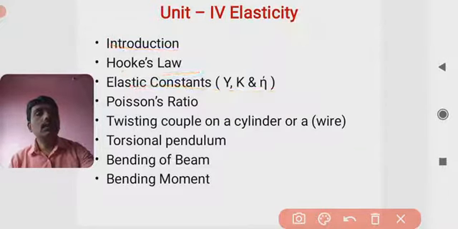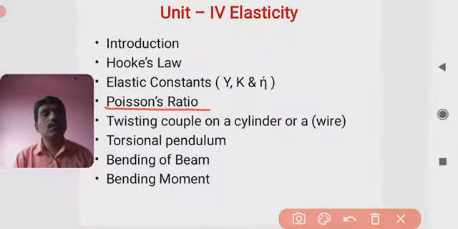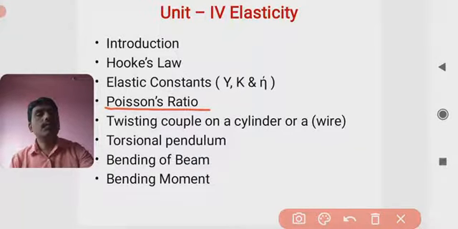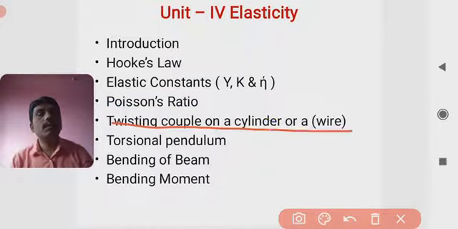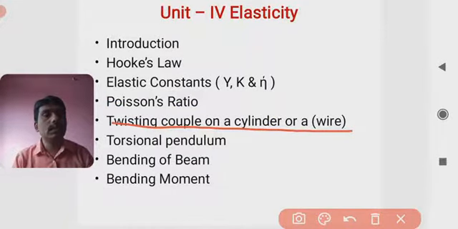Again, another law, or in that sense Poisson's ratio, that we will see in detail. Another very nice and important property we will learn about is the twisting couple on a cylinder or a wire. How the bending moments work, what exactly is meant by the twisting couple, or the force on the cylinder, on the wire.